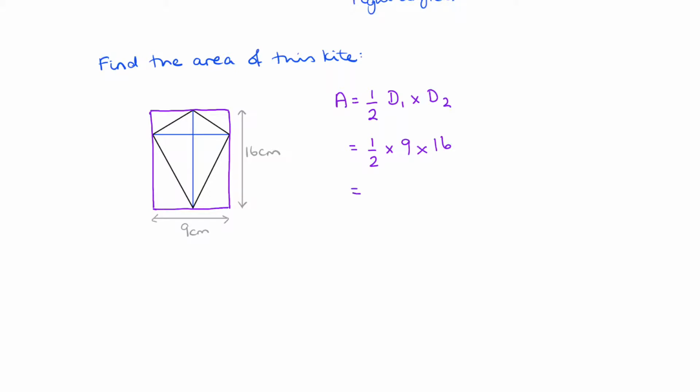Okay, now there's definitely an easier and a harder way to work this one out. Let's not do a half of 9 and then times it by 16. And let's not do 9 times 16 because that's tricky, and then half it. Why don't we do a half of 16, so that's 8, and times it by 9? That's a bit easier, isn't it? Because we know our 9 times table usually. So that would be 72, and it would be square centimetres. Okay, so that's how you find the area of a kite or a rhombus.